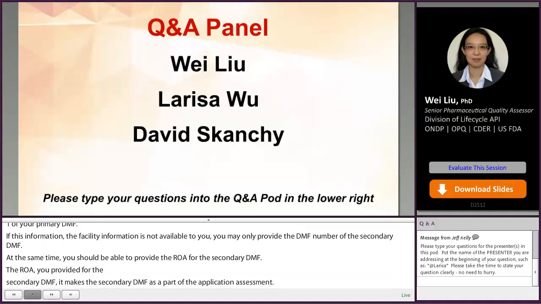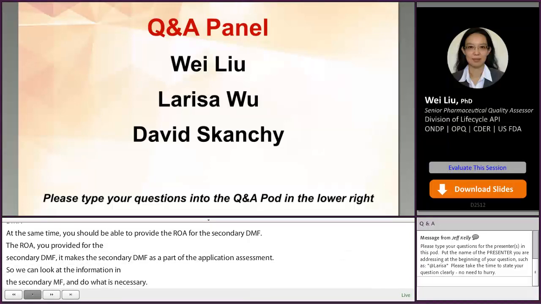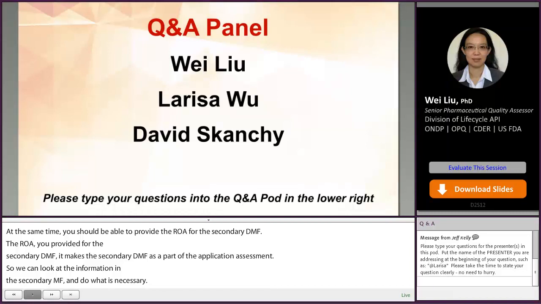On the other hand, if the facility information in the secondary DMF is available to you, you are highly recommended to list that information in section 2.1 of your DMF to facilitate the assessment process.